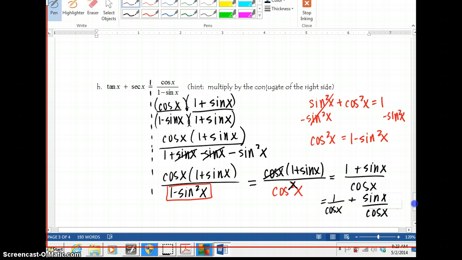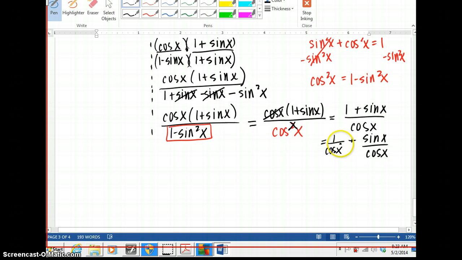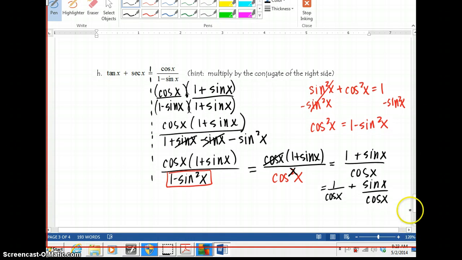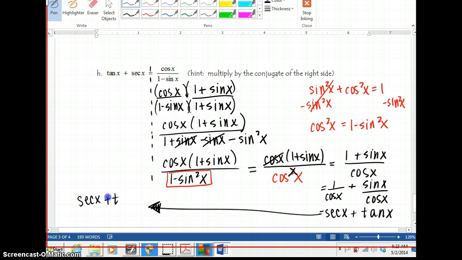So now looking at this, 1 over cosine x, I know that that is my secant function. Sine divided by cosine is my tangent function. So now, again, the order in which we add does not matter. So if I flip the order on the left-hand side, what was originally given on the left, I've now proved on the right-hand side that they are equivalent.